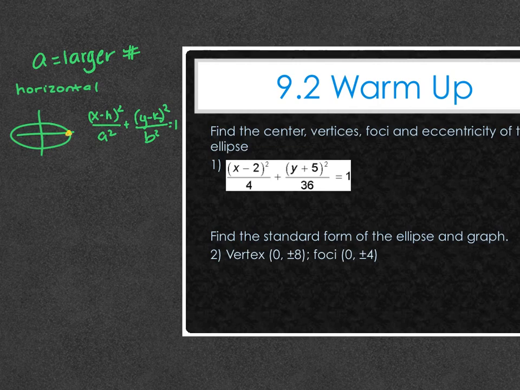These are called your vertices. These are called your co-vertices. The longer axis is the major axis, the shorter axis is the minor axis, and on the major axis would also be your foci.